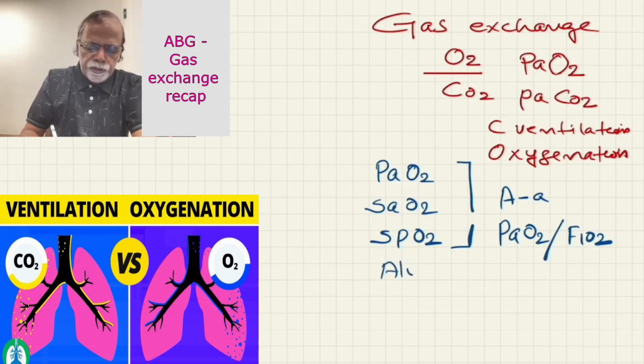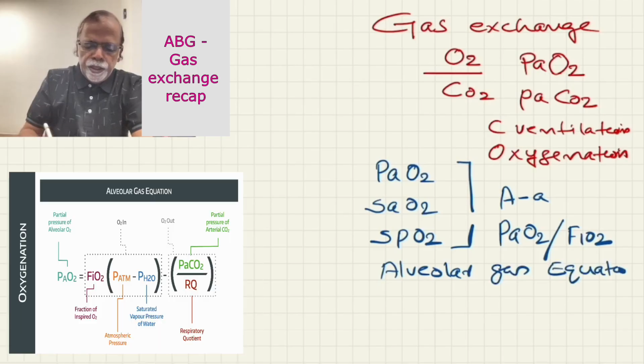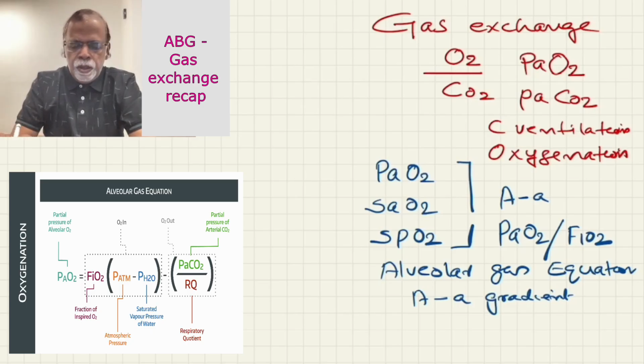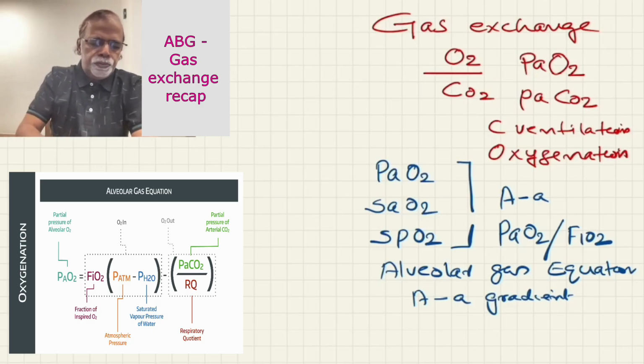Alveolar gas equation. And you should calculate the AA gradient. AA gradient stands for the alveolar-arterial oxygen concentration difference. What is the gradient? We'll go a little more deeply into the PaO₂.